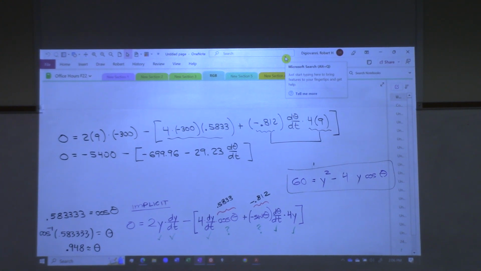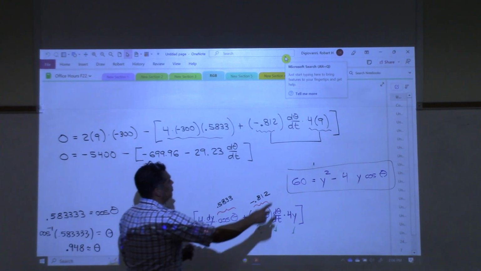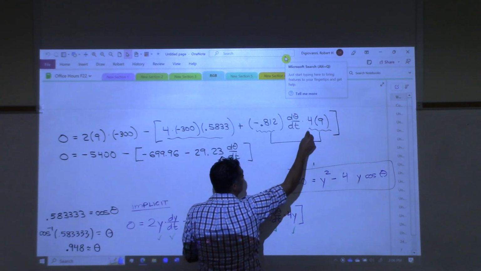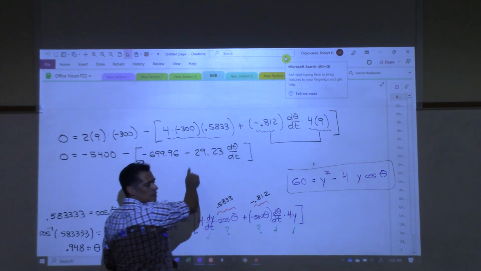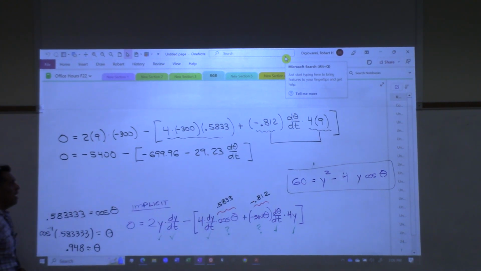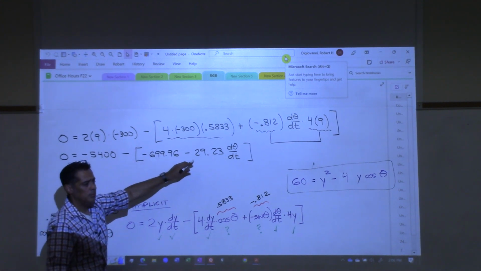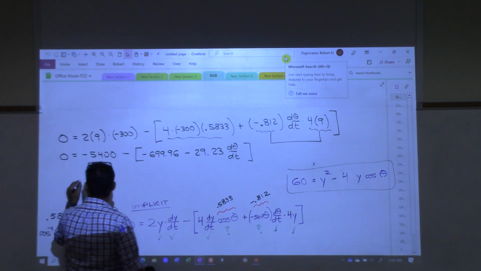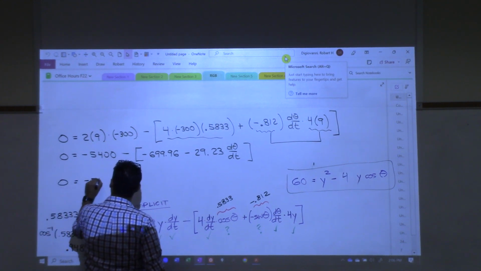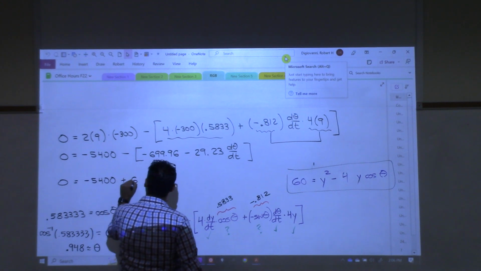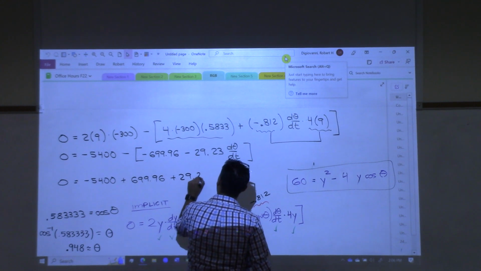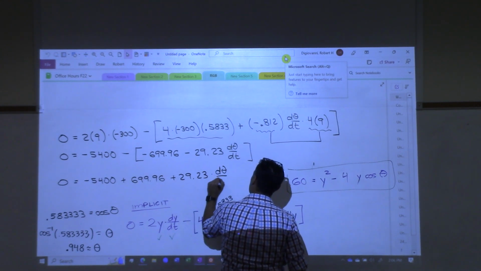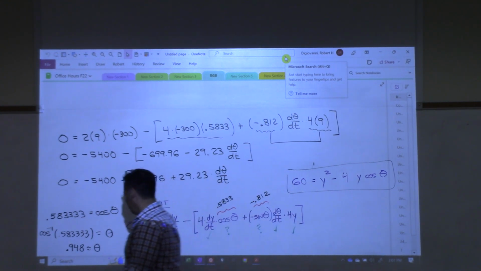So you got 4 times n and you multiplied that by. Yeah, because these are all multiplied together. So I did that times that times that. And because this one's negative and those are positive, it became a minus here. All right, now I'm ready to get rid of the brackets. So I'm going to distribute the negative through. And when I do that, I get 0 equals negative 5,400 plus 699.96 plus 29.23 times d theta/dt. I'm getting really close now.